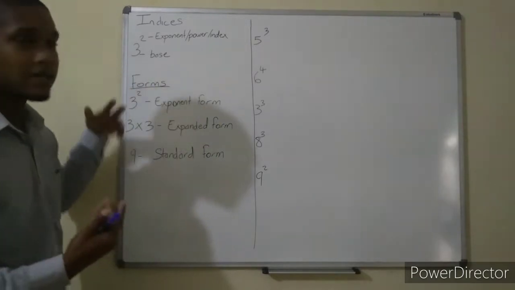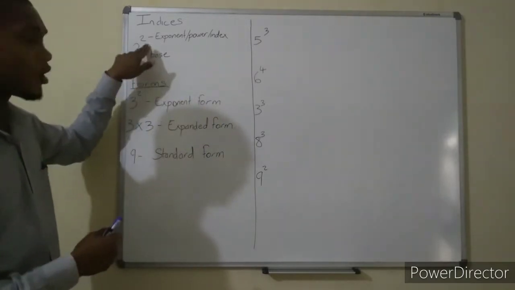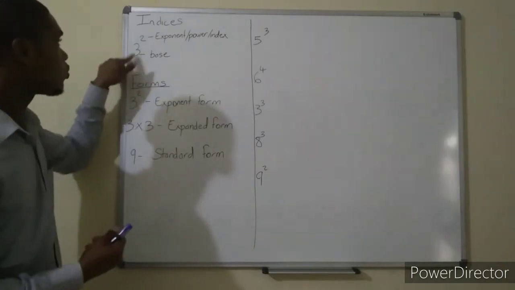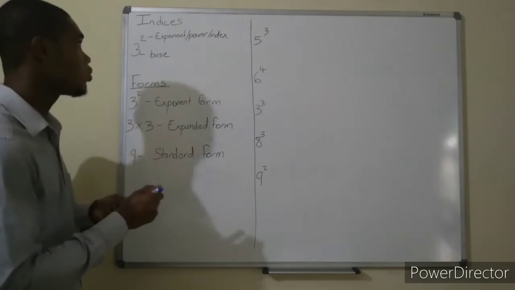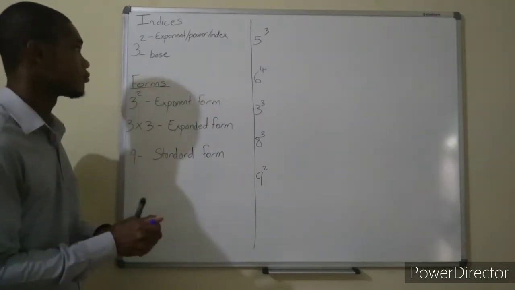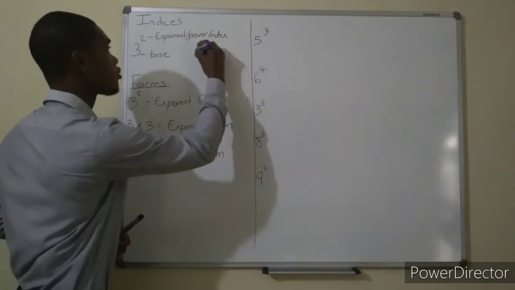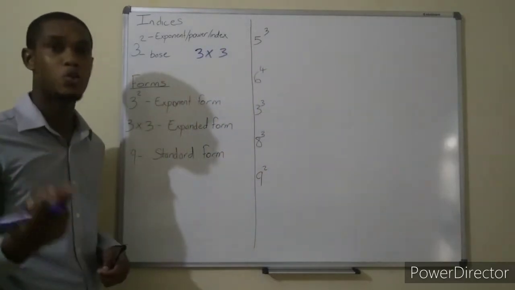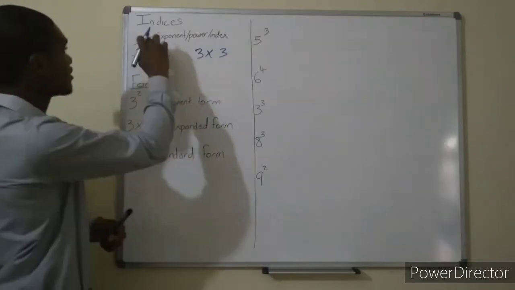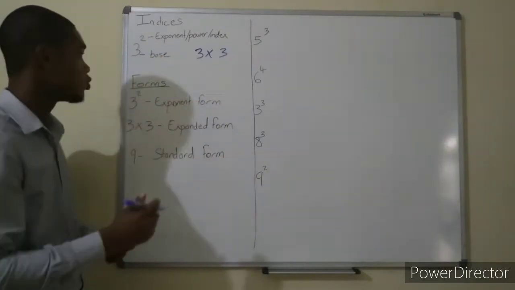So in this particular example, it says 3 squared. So it means that 3 will multiply itself twice. Or if you write it out, 3 times 3. So you see 3 appearing twice. So that's what this power, the index, tells you.